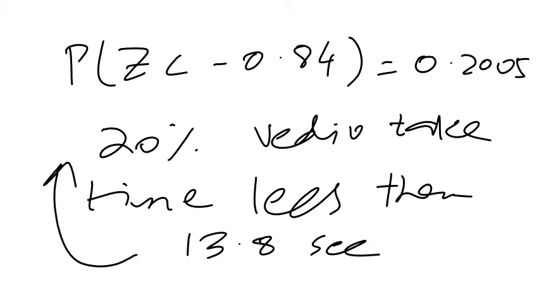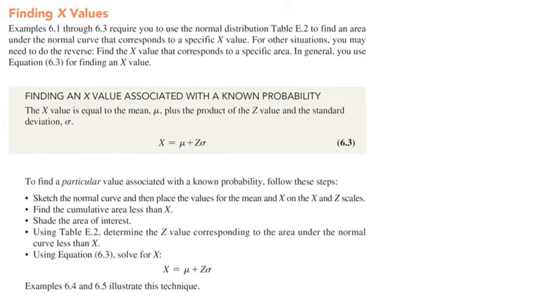We do the reverse process, that is, what time does a video take to download less than 20%. So to do so we need to transform the formula. We call it finding x value. So finding an x value associated with the known probabilities. Known probability means we just did our last example where we did for the 20% probability. Known probability would be 20%.